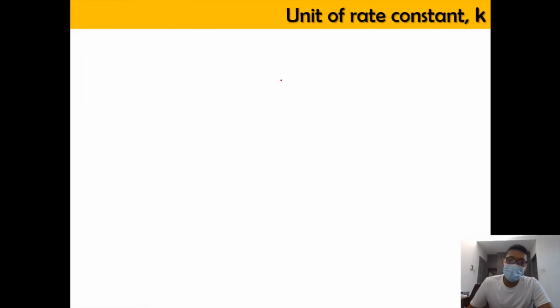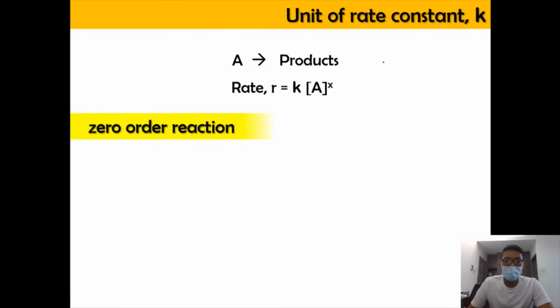Alright, now moving on, we can also find the order of the reaction by determining the unit of the rate constant. Okay, for a zero order reaction, rate is equal to k[A] to the power of 0, right? Where rate is equal to k.